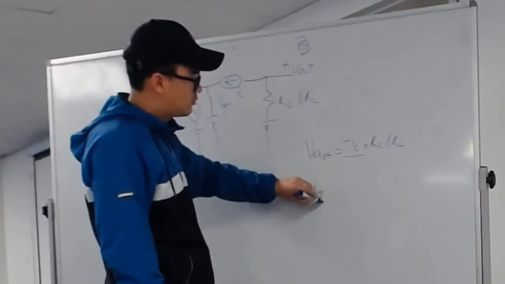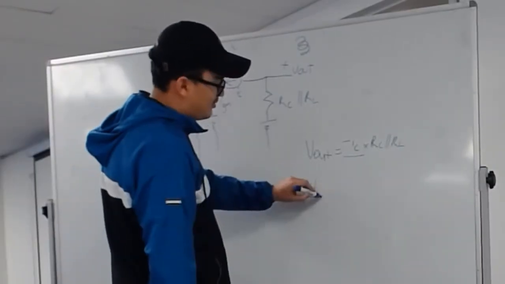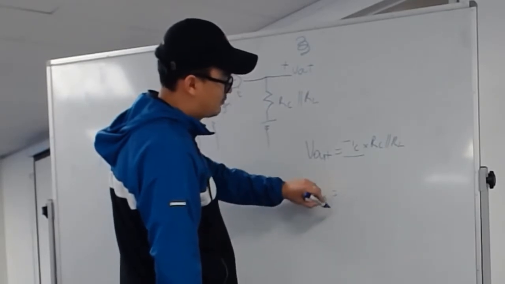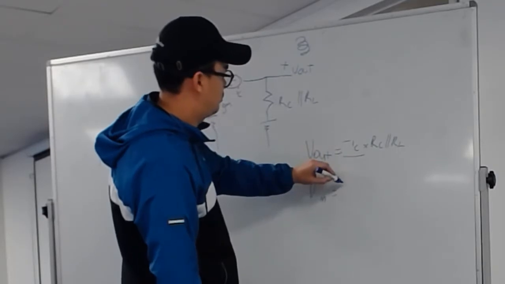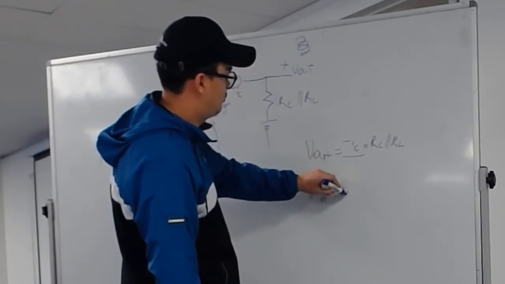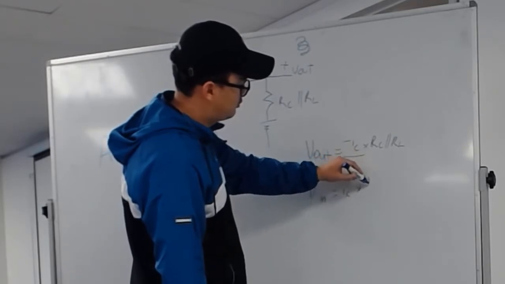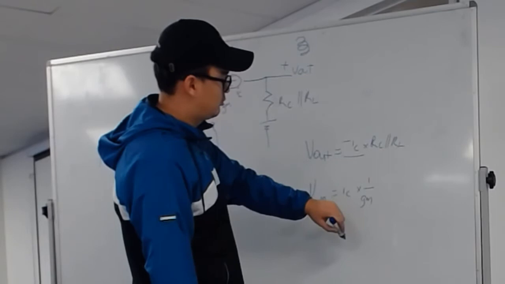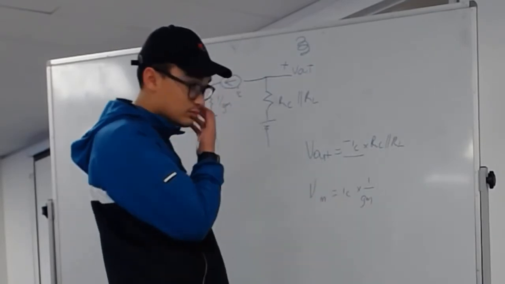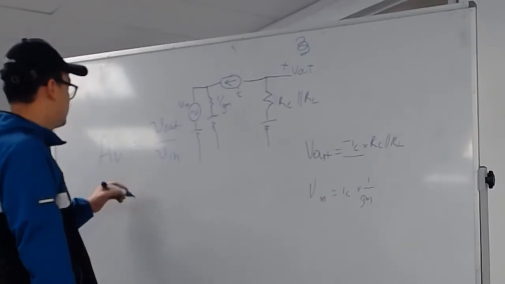V in, you have to write all lower case. Equal to IC into 1 over GM. Okay, good. So now you have got your IC, V in and V out. So you just fill it up. AV equal to what?